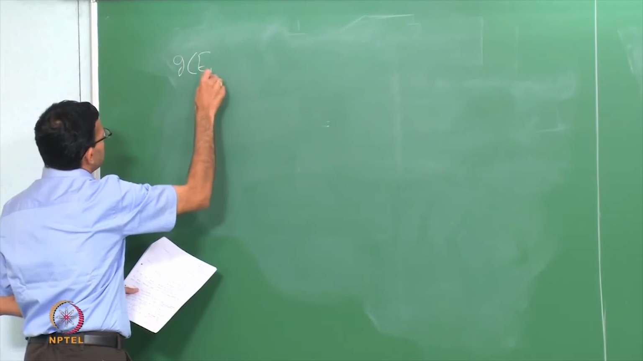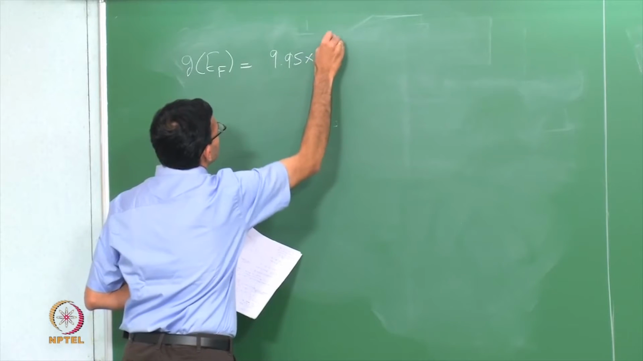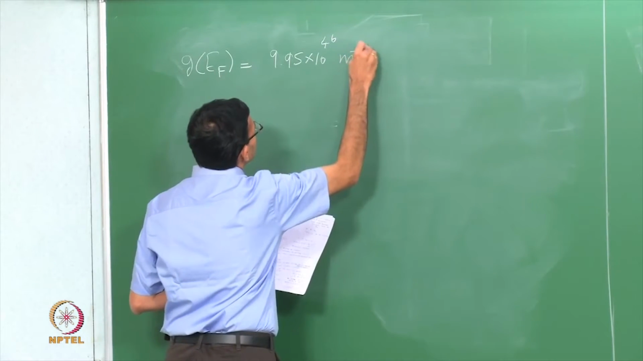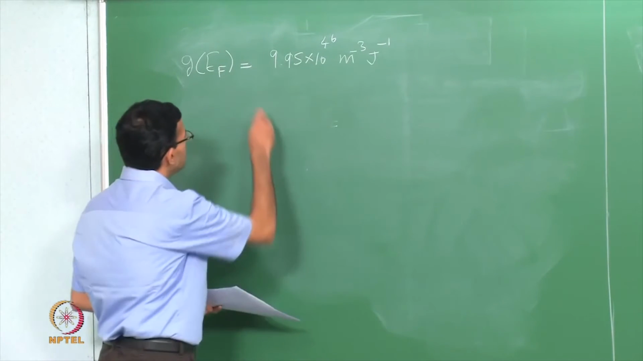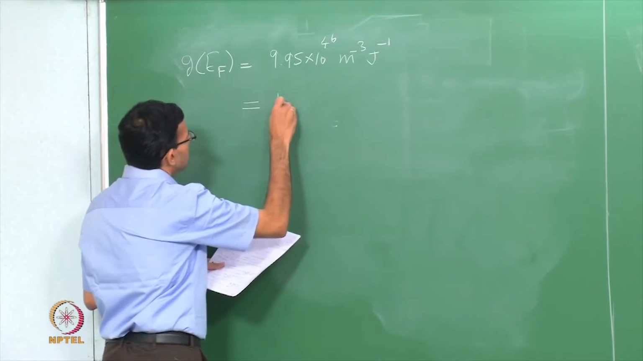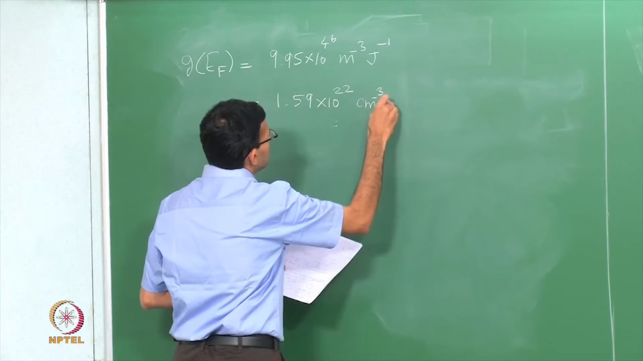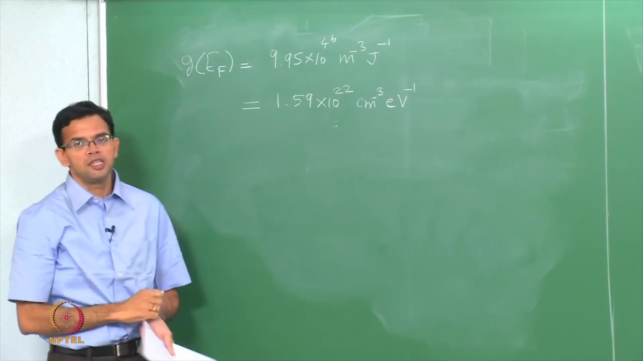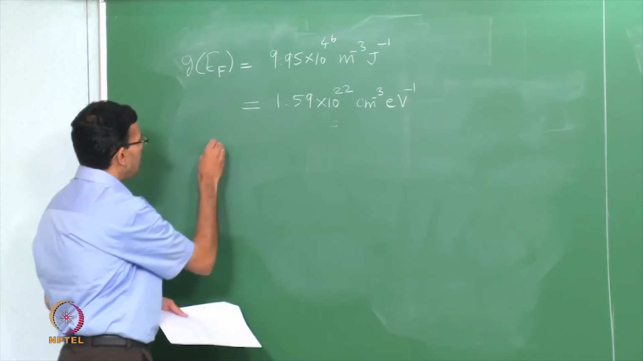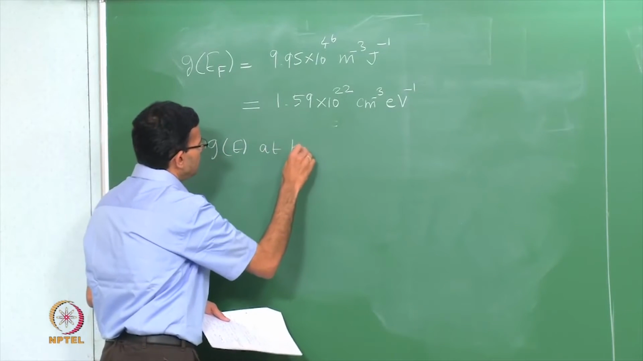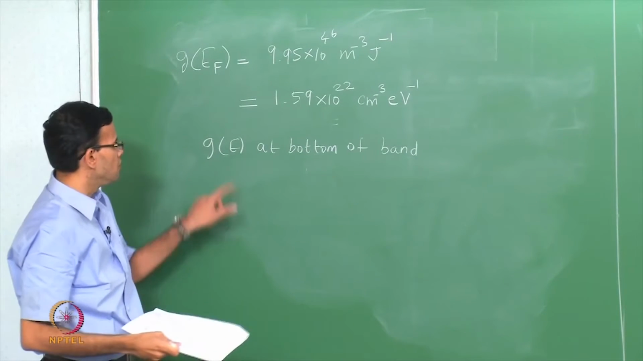So let me write that value again. We can convert this number into electron volts and centimeter cube. We will just make use of the conversion factor, and if we do the math, this comes down to this value. Now EF represents the top of the band. We said at the bottom of the band the density of states is nearly close to 0. So if you want to calculate G of E at the bottom of the band, if E is equal to 0, then G of E is 0.